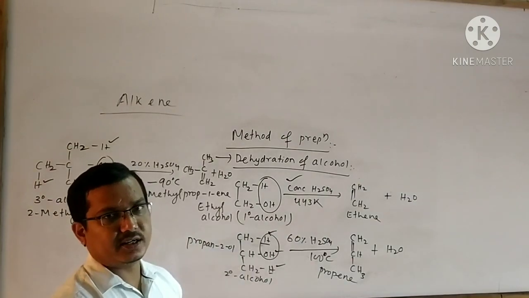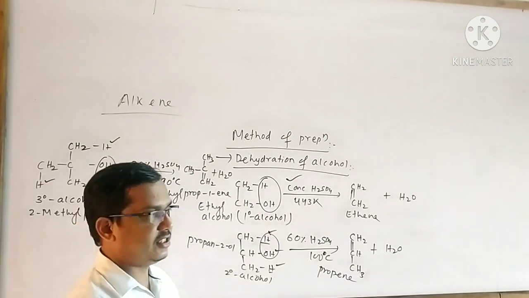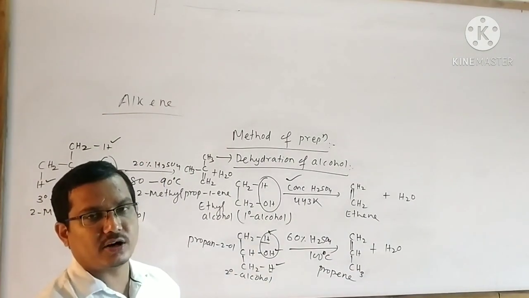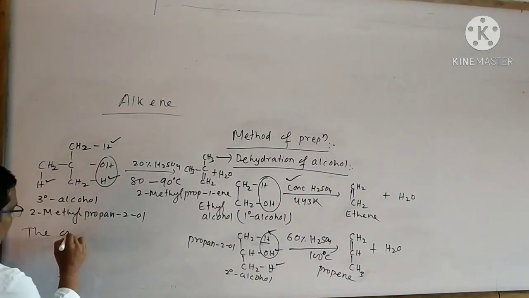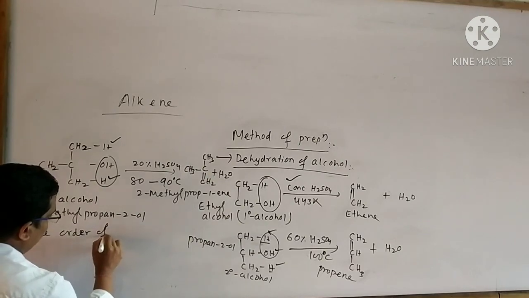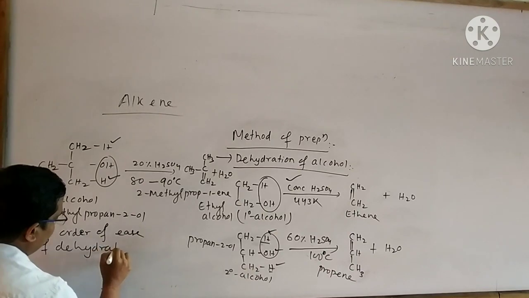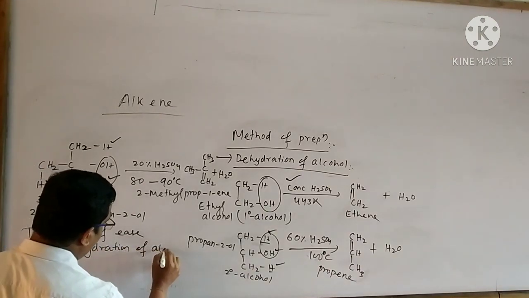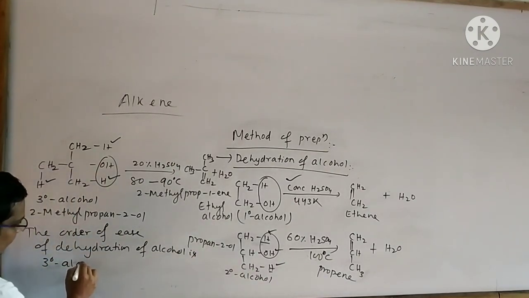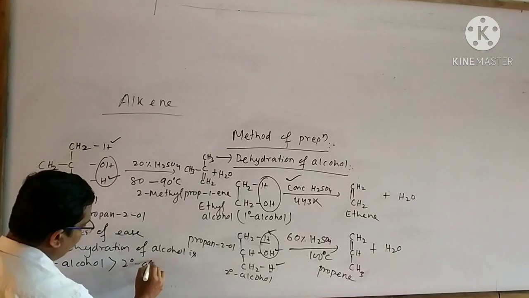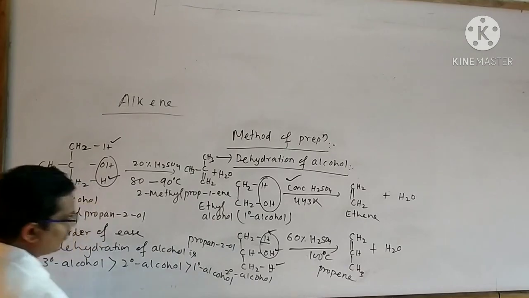From this data, it is clear that dehydration in case of 3-degree alcohol is easier as compared to 2-degree alcohol and 1-degree alcohol. I can write like this: the order of ease of dehydration of alcohol is 3-degree alcohol greater than 2-degree alcohol greater than 1-degree alcohol.